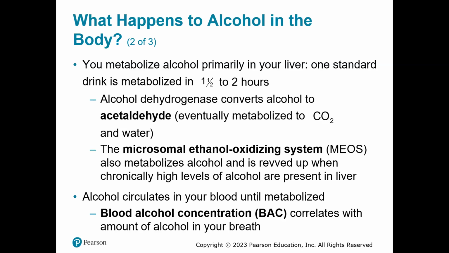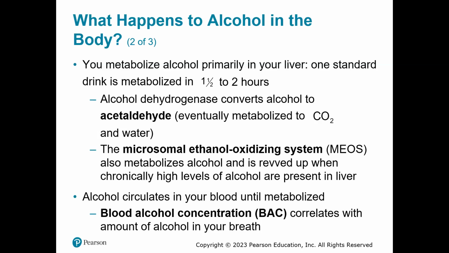Metabolism of alcohol primarily happens in the liver, which is why the liver is affected most by overconsumption of alcohol. Your liver can metabolize 1 standard drink in about 1.5 to 2 hours. So a 5-ounce glass of wine, the liver can get rid of in roughly 1.5 to 2 hours. Our enzyme, alcohol dehydrogenase, converts the ethyl alcohol, or ethanol, to acetaldehyde, which eventually gets broken down into carbon dioxide and water.